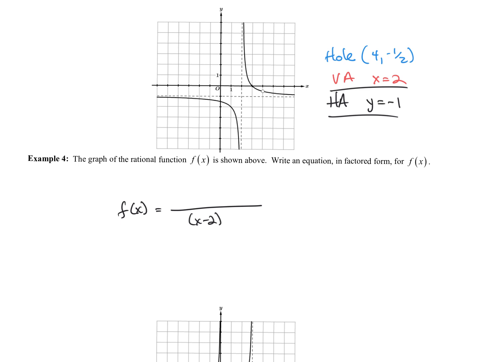What's going to create the hole? 0 over 0, right? And so what factors am I going to have on my numerator and denominator? X minus 4 on both of them, right? And so that's the easy part, okay? But now I need to have a hole at 4 comma negative 1/2, and I need to have a horizontal asymptote at y equals negative 1. And so this is where things are going to be a little bit of guess and check almost, all right? And so how do I get a horizontal asymptote at y equals negative 1?